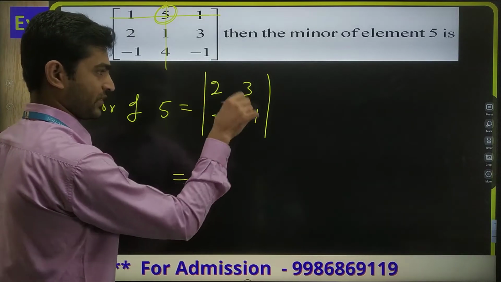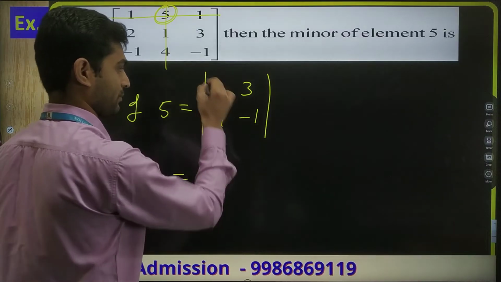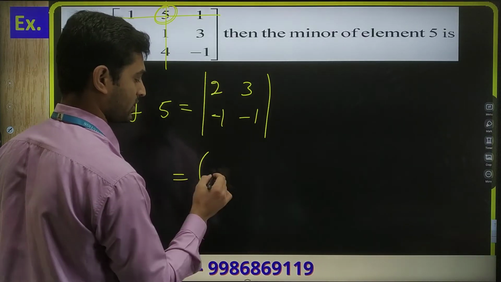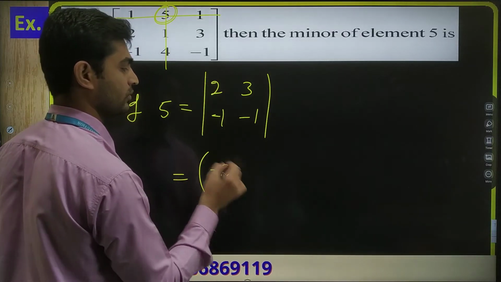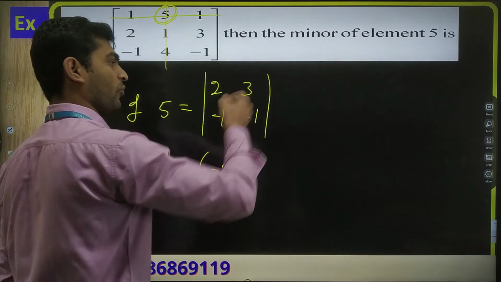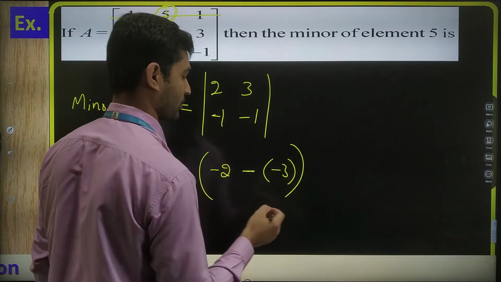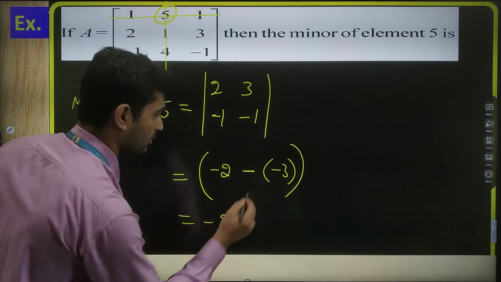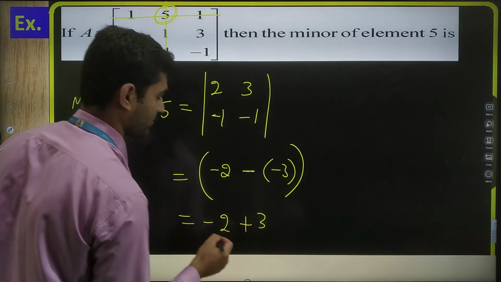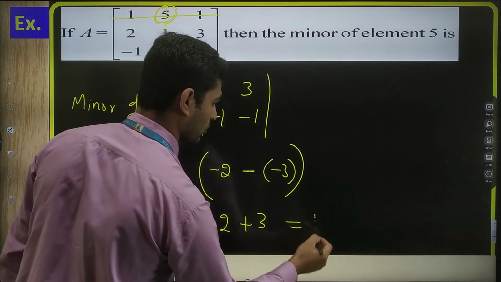Then how to simplify this determinant? That means I can simplify like 2 into -1, that is -2 minus -1 into 3. What is -1 into 3? That is -3. So finally -2 minus of minus plus 3. -2 plus 3 is 1.